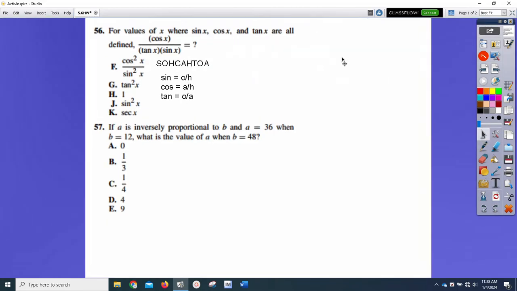So with that in mind, I'm going to rewrite every single thing I see in terms of O over H, A over H, and so forth. And we're going to see where that goes. Then I'm going to look at the answer choices. So cosine is going to be adjacent over hypotenuse. I am dividing that by tangent, which is opposite over adjacent, and that is getting multiplied by sine, which is opposite over hypotenuse. The top is adjacent over hypotenuse divided by O squared over AH, because O times O is O squared, and A times H is AH.